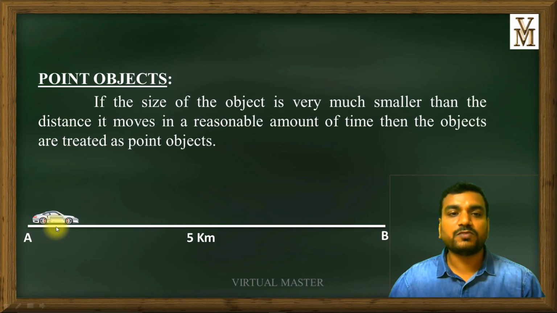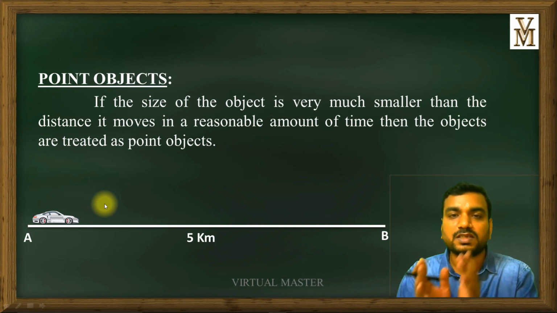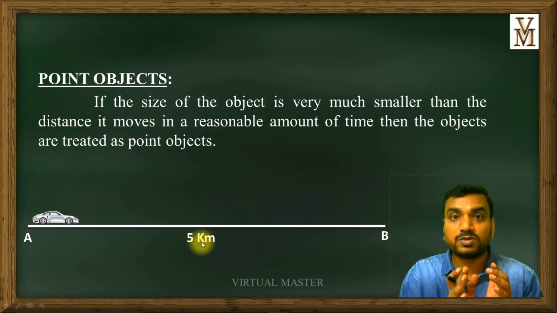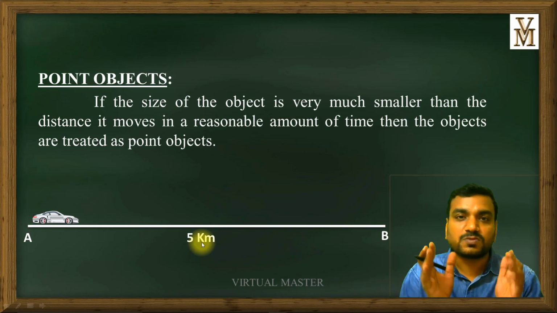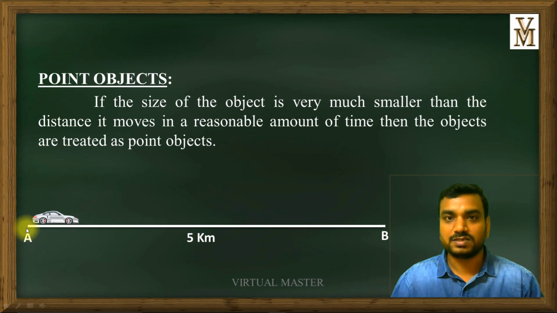Here the car is moving from point A to point B and the distance between point A and point B is 5 km. And we all know that the length of the car is usually 3 meters to 4 meters. Now compare the length of the car with the distance it is going to cover. The length of the car is 3 to 4 meters, whereas the distance between A and B is 5 km. Now, if you compare the size of the car with the distance, the size of the car is very small. So we can treat the car as a point object.